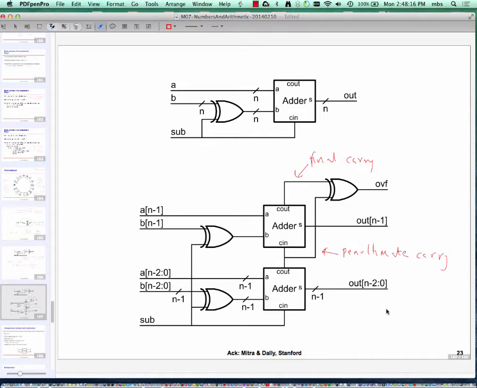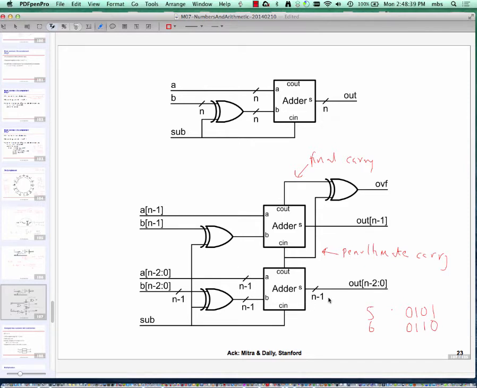So firstly, positive 4 is 0100. Sorry, I was looking at 5 and 6, right? So 5 is 0101, and 6 is 0110. Okay? Now let's add them.